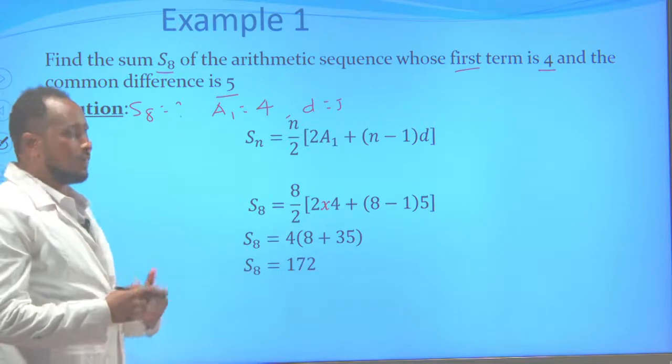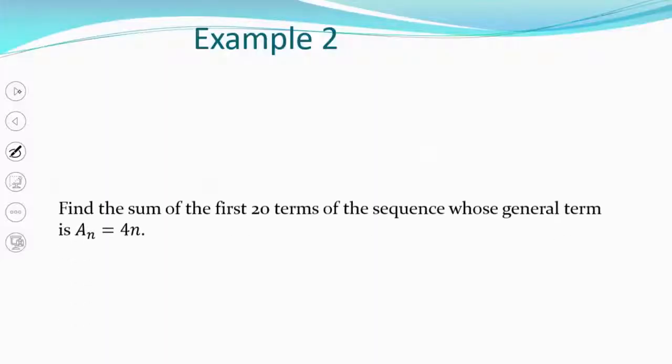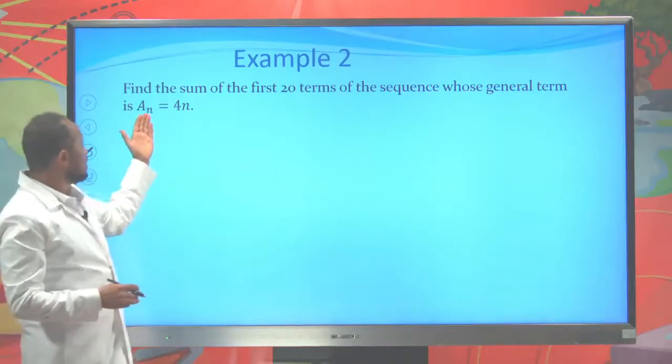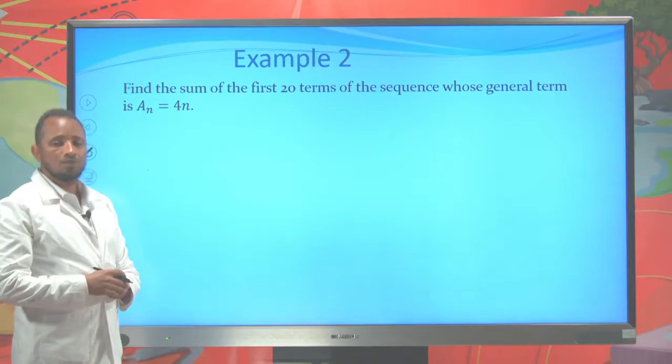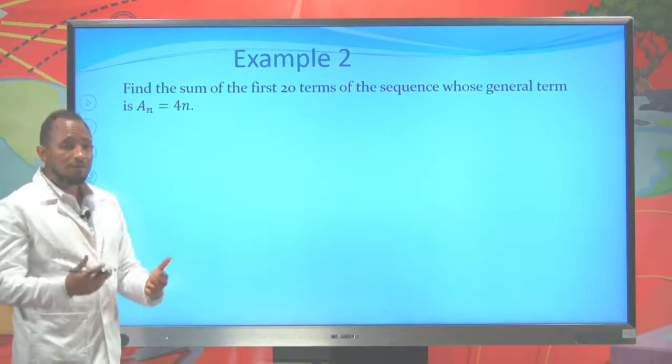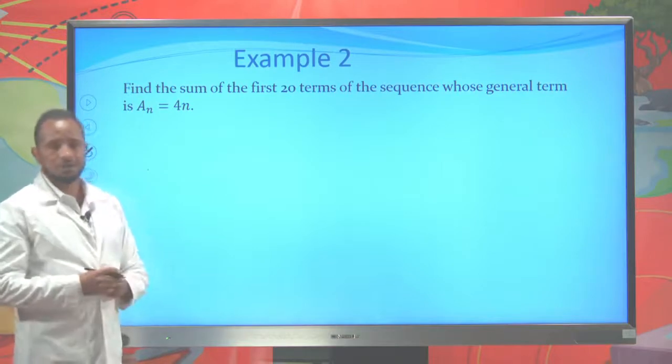Let's proceed to another example. Example 2 says: find the sum of the first 20 terms of a sequence whose general term is given here. The general term is an equals 4n. You are asked to find the sum of the first 20 terms.